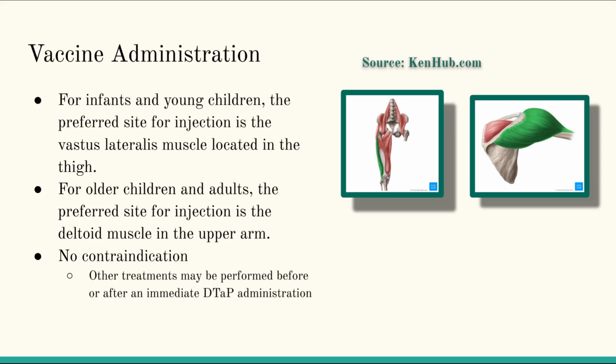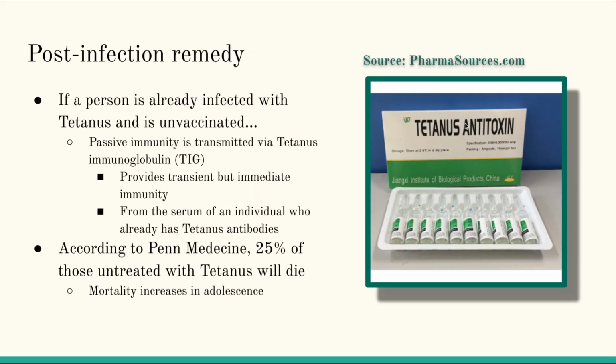So that's definitely helpful. So let's say we have an individual who is infected with tetanus and they are unvaccinated. Well, it's not over for them because we can provide passive immunity with something called TIG. That's just tetanus immunoglobulin. It provides short-term and immediate immunity, and we get this TIG from individuals who have already been infected with tetanus and have those antibodies. So we just extract that, probably from their spinal fluid. Now, according to Penn Medicine, 25% of those untreated with tetanus are doomed to die, right? So it's very important that if someone is unvaccinated, unfortunately, that we treat them with this tetanus immunoglobulin. Otherwise, it might not end well for them. And this mortality only increases in adolescence.